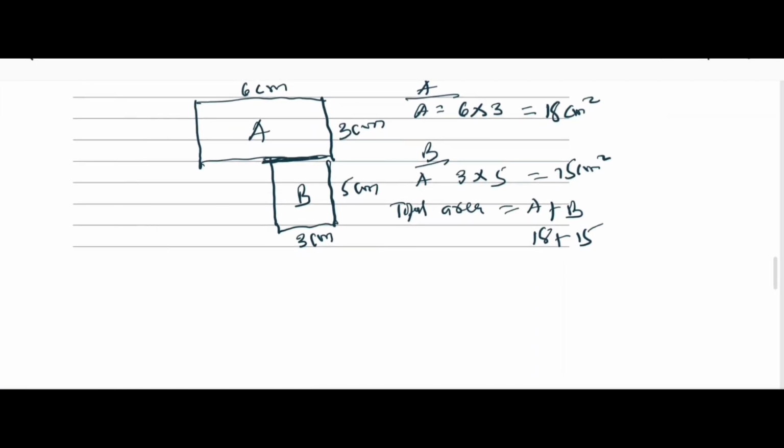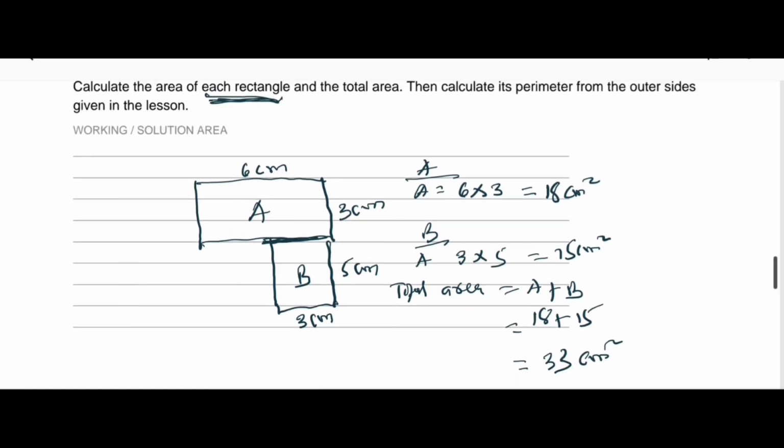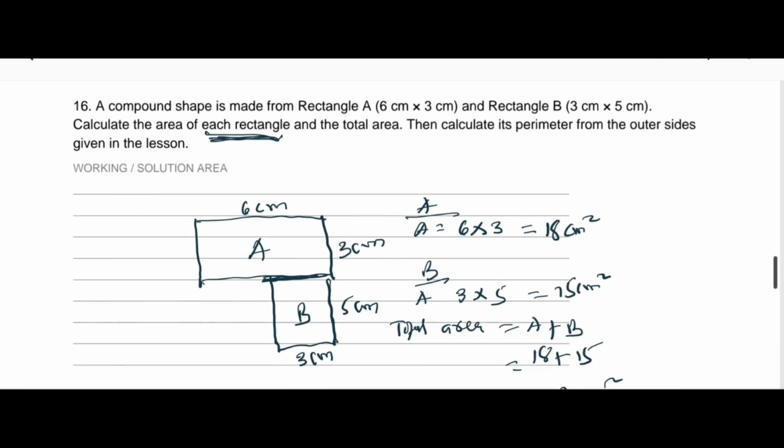18 plus 15 is what? 18 plus 15 is... How do you calculate 15? Oh, yes, 32. So 18, 33. So 18 plus 15 is 33 centimeters squared. So that is the area of the two rectangles.